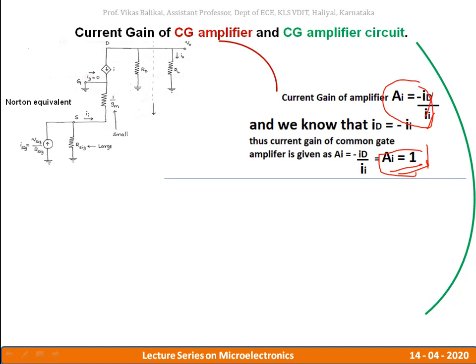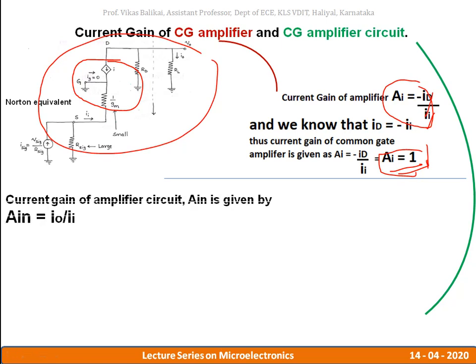Now what is the current gain of the amplifier circuit? Again and again I am stressing over here, when I talk about amplifier, I am talking only with respect to MOSFET. When I talk about amplifier circuit, I am talking about the entire circuit. That's the reason when I talked about amplifier, I took the output current, that is drain current, and the input current, that is II. When I will be talking about amplifier circuit, I'll be considering the entire output current of the amplifier circuit and the entire input current of the amplifier circuit. Now let's see how it looks.